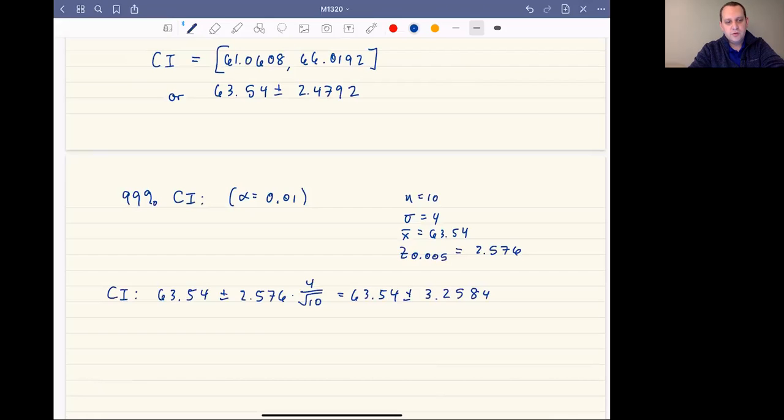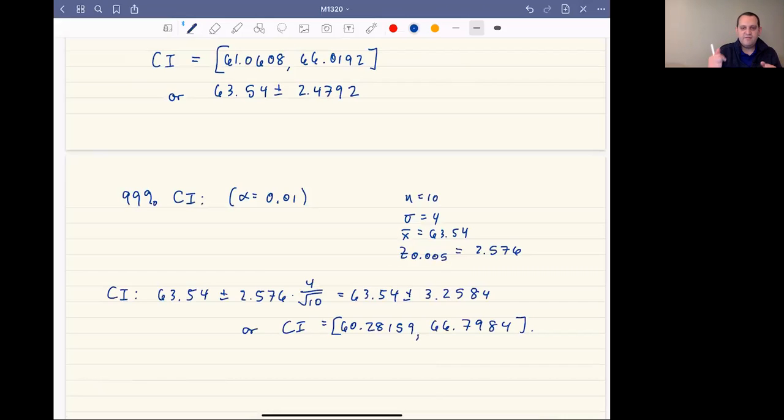Or if I wanted to, we could write it as an interval: our mean minus that and our mean plus that. So we could also write our interval as 60.28159 all the way to 66.7984. Okay, and so that's how this is going to work.